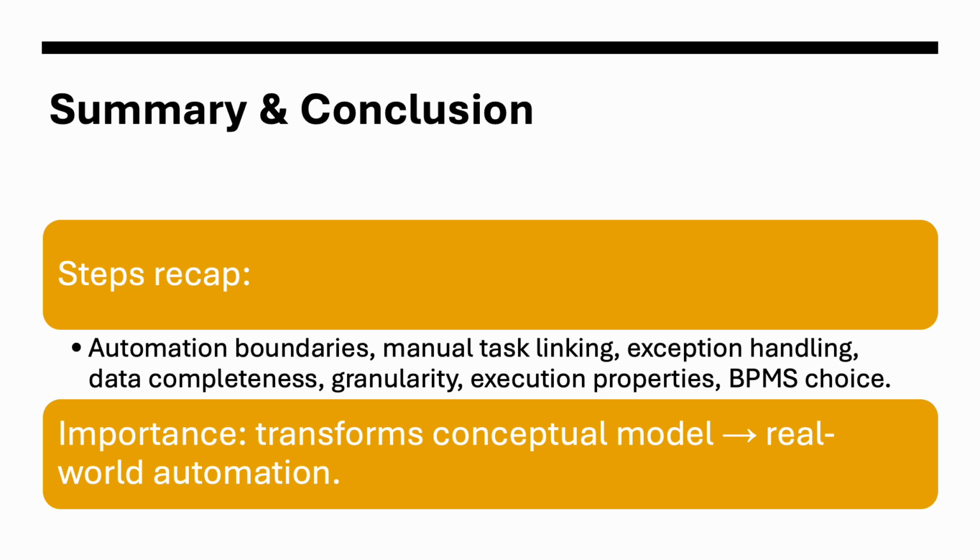We also saw a real-world example, the order-to-cash process, and how automated, manual, and user tasks work together to complete the process. Finally, we looked at the different types of BPMS: pure, adapted, and non-BPMN systems, and why it's so important to choose the right one based on your process and technology needs.